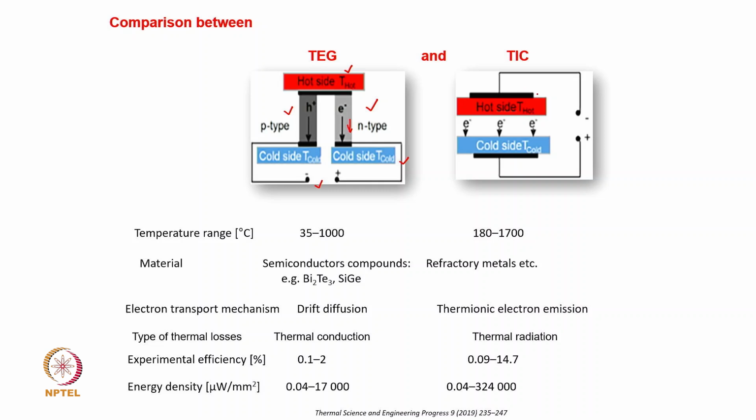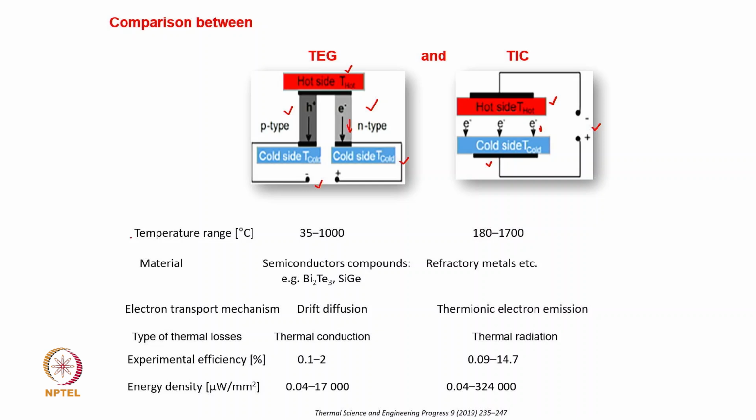So, this is again the hot side. Okay. So, this is actually an emitter and the electron is going to the cold side and then it is flowing in this direction, generating a potential and coming back here. Okay. So, these are the two device configurations. So, now let me look at what are the technical parameters, what are the differences of TEG and TIC in terms of some technical parameters.